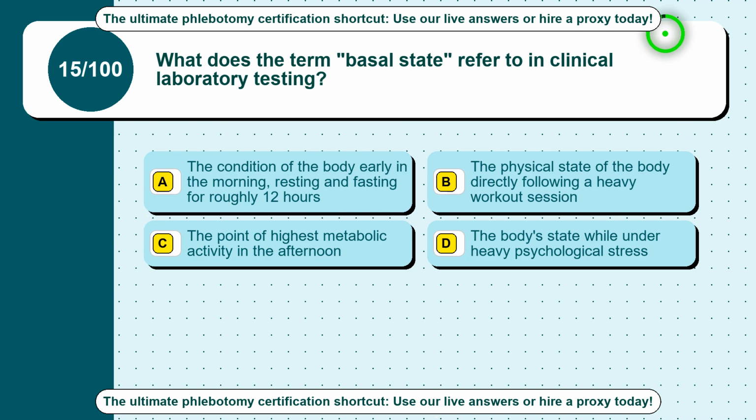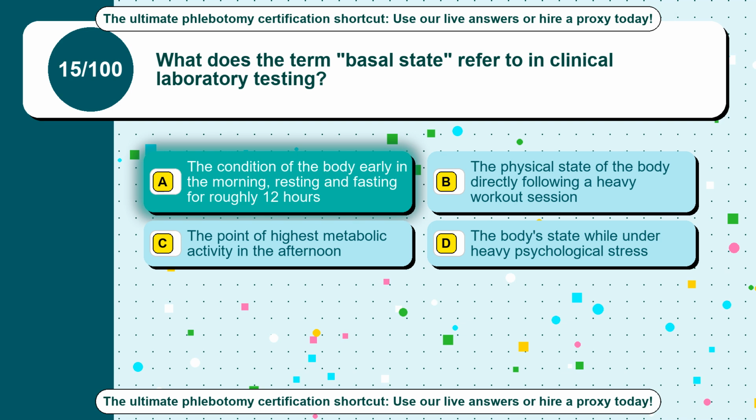Question 15. What does the term basal state refer to in clinical laboratory testing? Option A, the condition of the body early in the morning, resting and fasting for roughly 12 hours. Option B, the physical state of the body directly following a heavy workout session. Option C, the point of highest metabolic activity in the afternoon. Option D, the body state while under heavy psychological stress. The correct answer is option A, the condition of the body early in the morning, resting and fasting for roughly 12 hours.